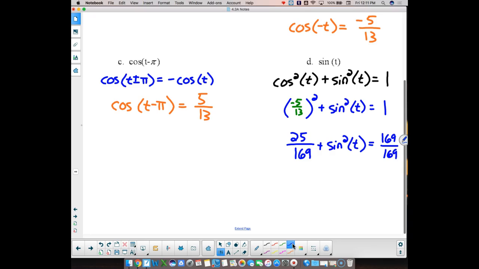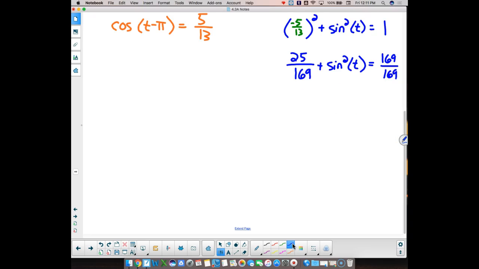Now what? Subtract 25 over 169. Okay, so sine squared of t is going to equal what? 144 over 169. Right? Now what? Square root both sides. Left side, sine of t. Right side.